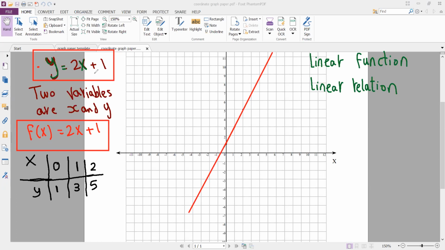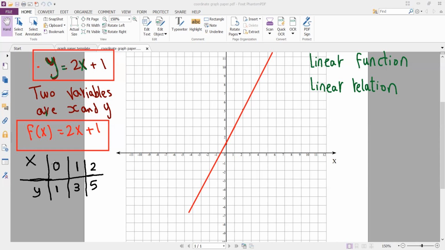Actually, we couldn't find a specific solution for this equation because for any x, there's a y. So we have here two variables, x and y. And this is the same meaning as the function f of x is 2x plus 1. It's a kind of relation between two variables, and this kind of function is called a linear function.